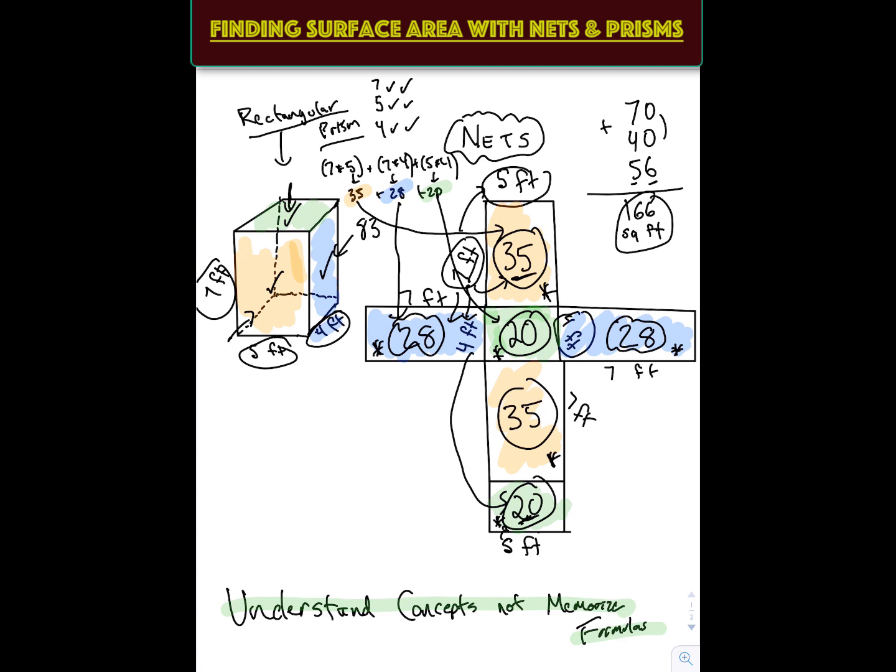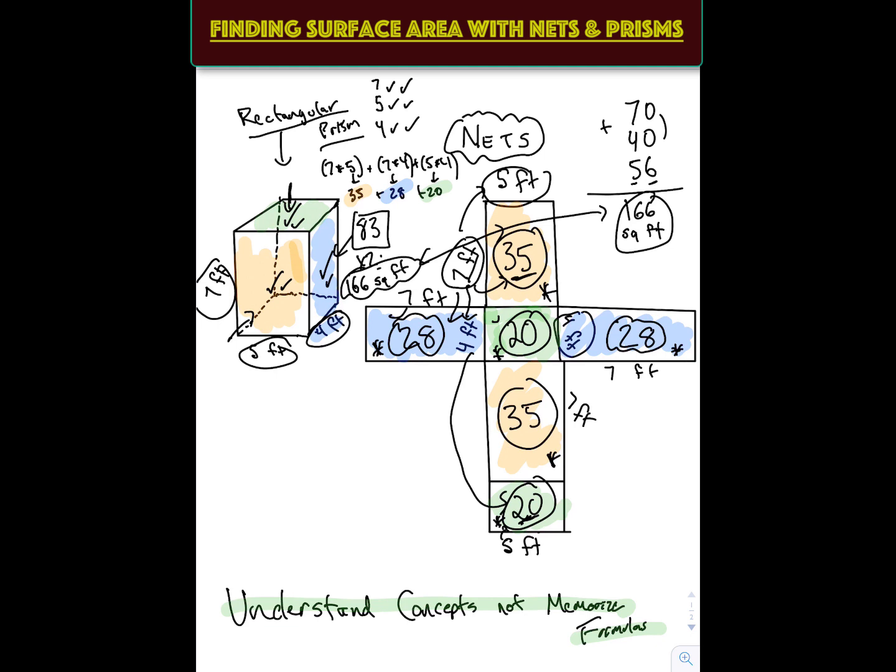This is not my answer, and this is where students can sometimes make a mistake. 83 is simply, again, just my front, my top, and my right side. What I'm missing is the bottom, the back side, and the left side. So I need to multiply this number by 2, which gives me exactly 166 square feet. This answer is obviously the same as what we have over here. Our answer for a net should always be the same as a rectangular prism.